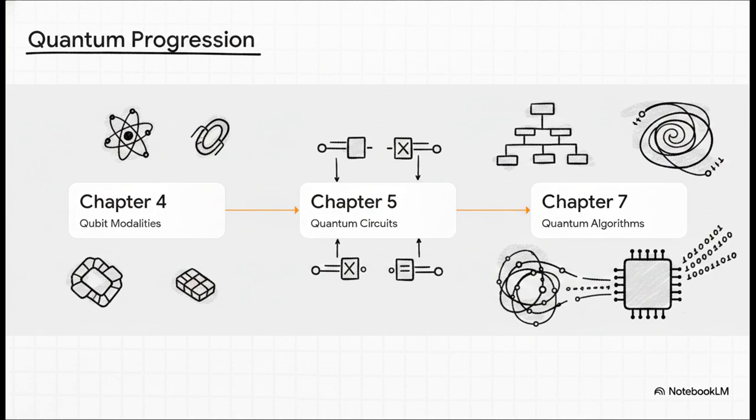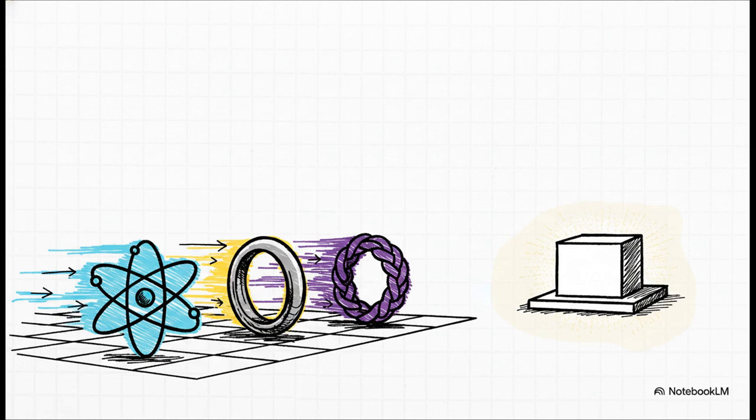Step 1, we have to figure out the physical material to build our qubits. Step 2, we have to figure out how to wire those incredibly fragile qubits together into functional quantum circuits. And finally, step 3, we have to write completely new software algorithms that will actually run on this brand new hardware. Let's zoom in on that first step for a second.